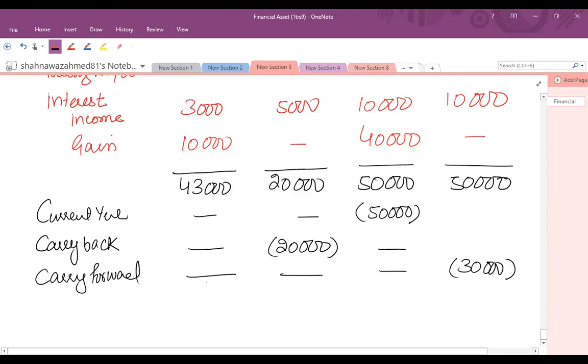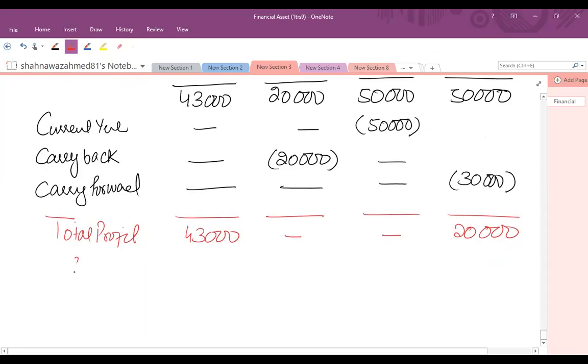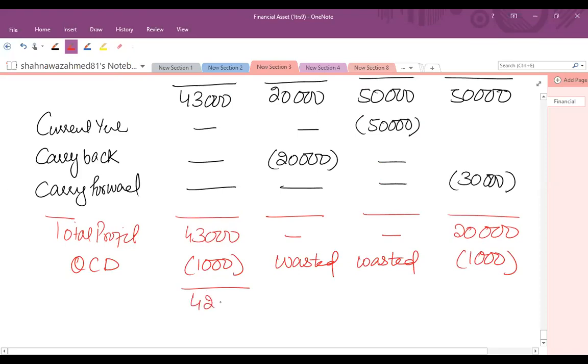So in this way you can see that we have 43,000 of TTP. Here it is 0, 0 and 20,000. So this is total profit before QCD, and QCD 1000 is utilized. Here QCD is vested, here QCD is vested, and here you can utilize your QCD. So in this way we have TTP available 42,000, 0 and 19,000.